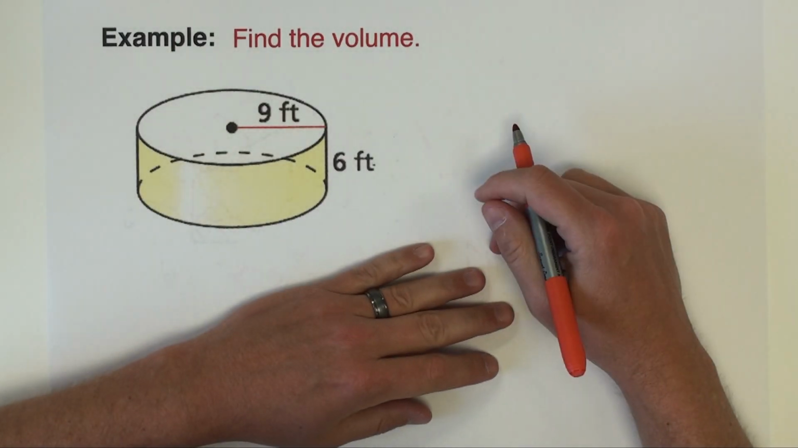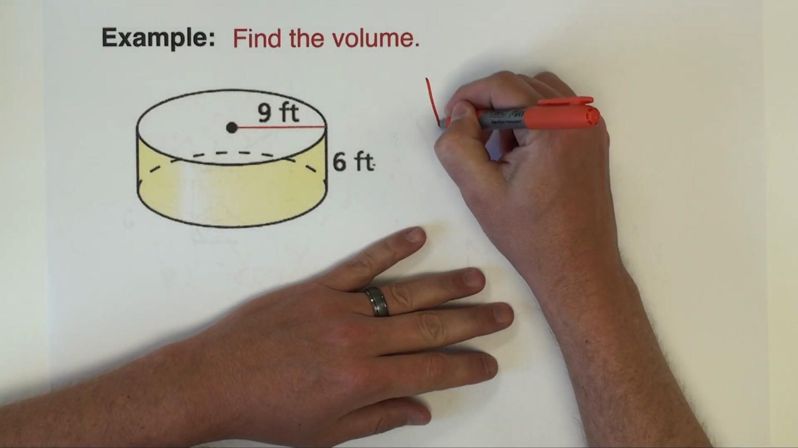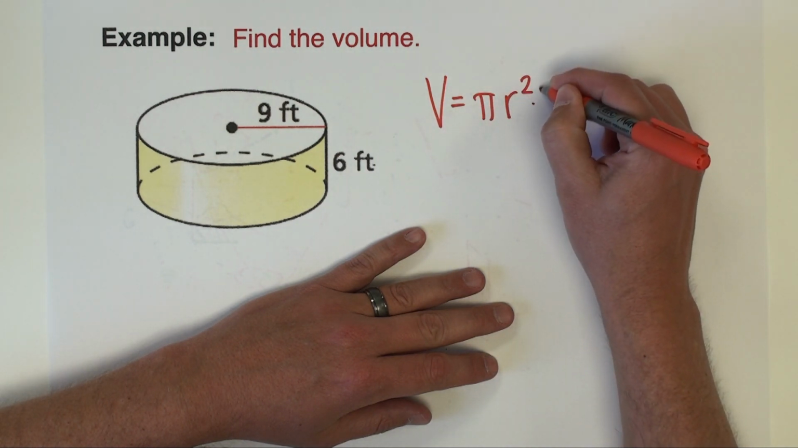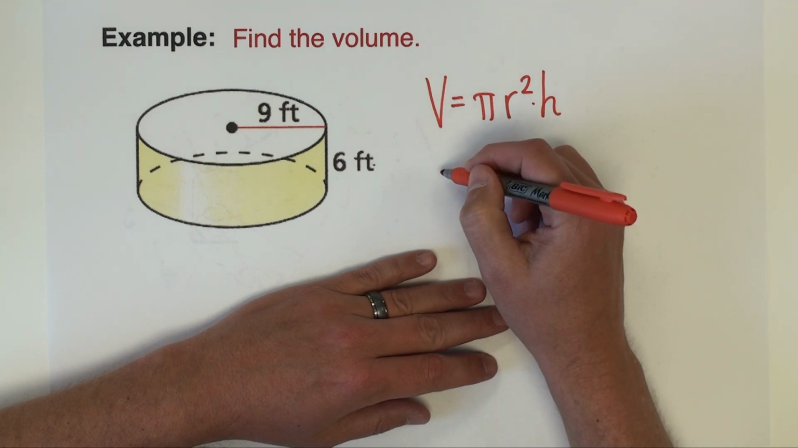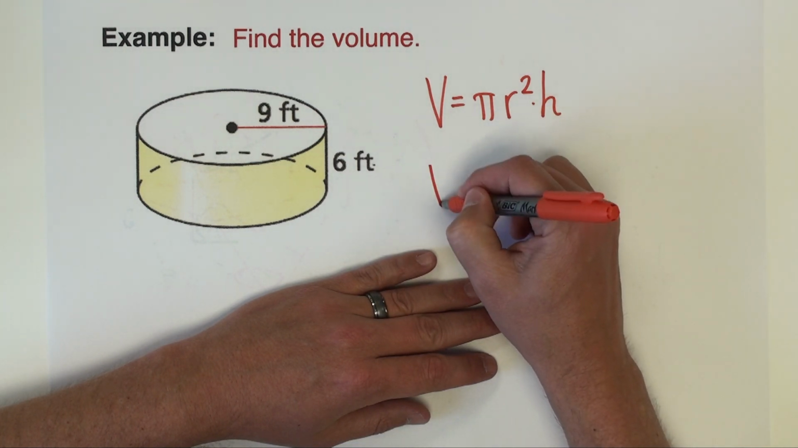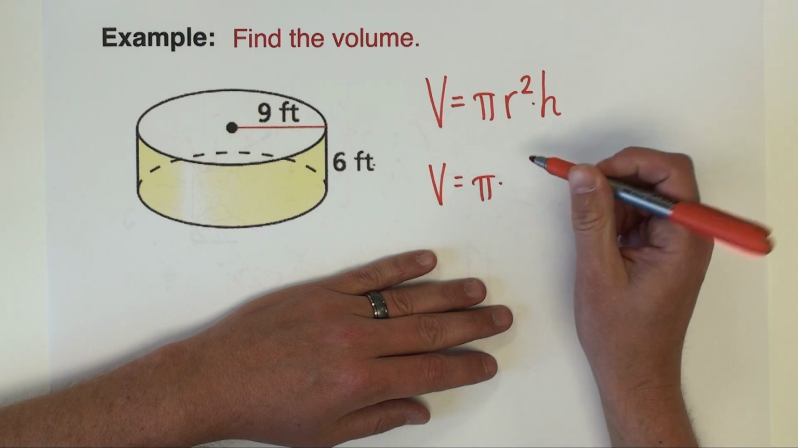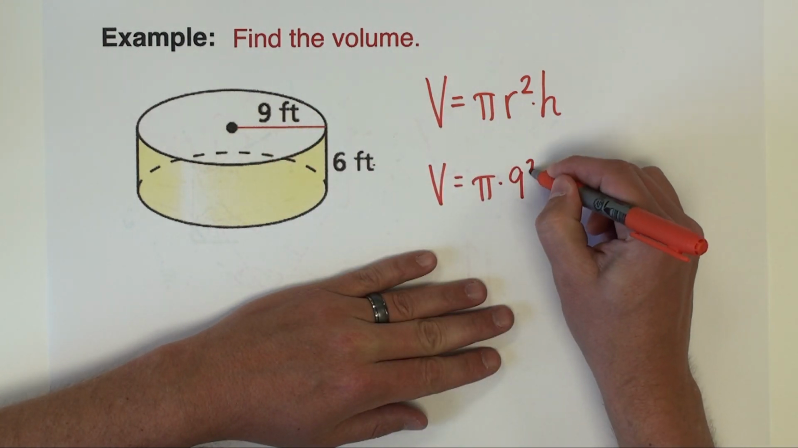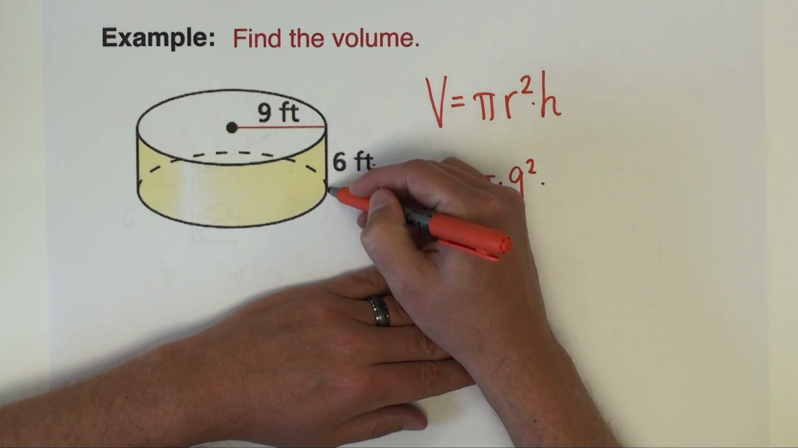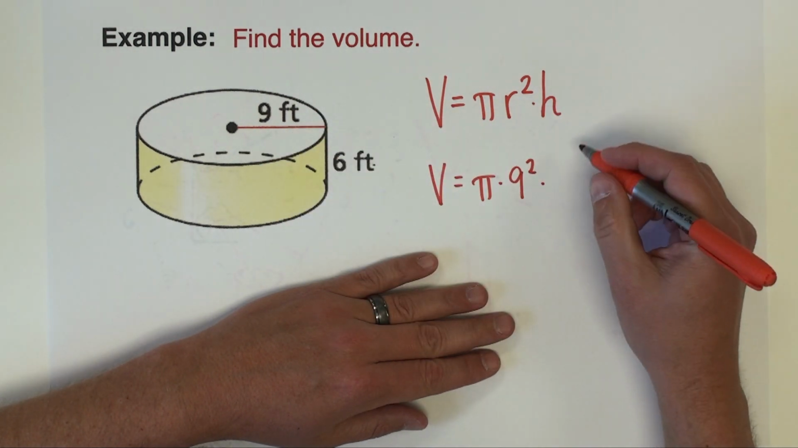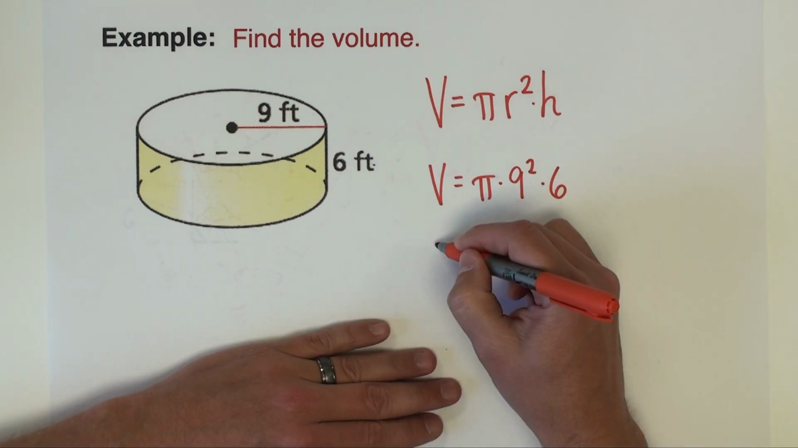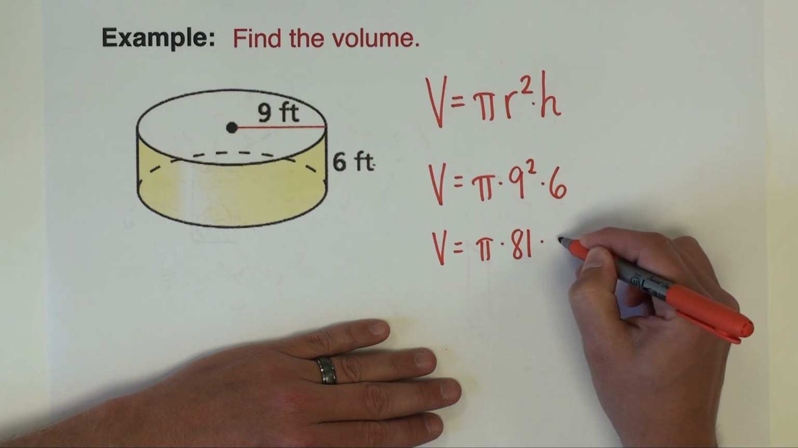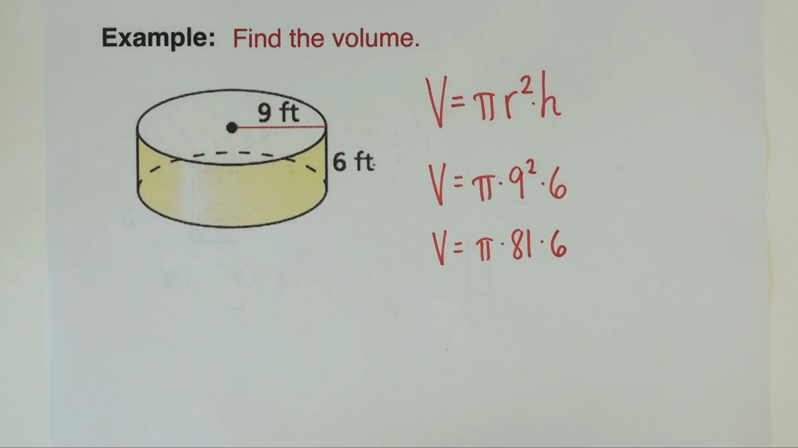Okay, we've got a cylinder. We're trying to find the volume of this cylinder. Volume formula is pi radius squared times height. So let's plug in our values. The volume is going to be pi times the radius is 9 feet. So 9 squared times the height, which is the distance between the top and bottom circles of this cylinder, which is 6. So our volume is going to be pi times 9 squared is 81 times 6.